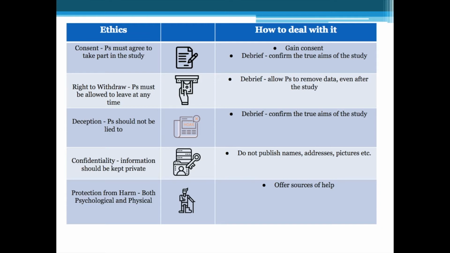There are 5 ethical considerations you need to be aware of: consent, right to withdraw, deception, confidentiality, and protection from harm. For these, you don't necessarily need to know strengths and weaknesses, but you do need to know how to overcome these ethical issues. Consent is what it says on the tin. Participants must agree to take part in the study.